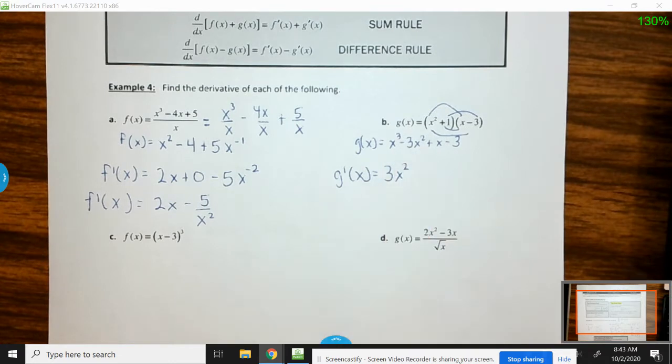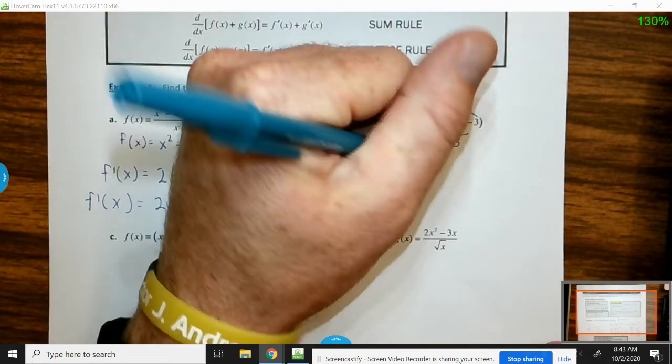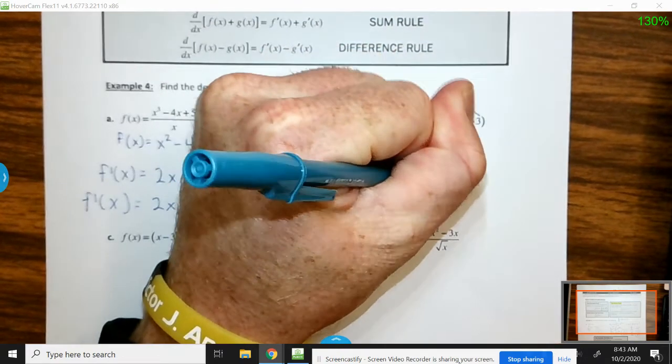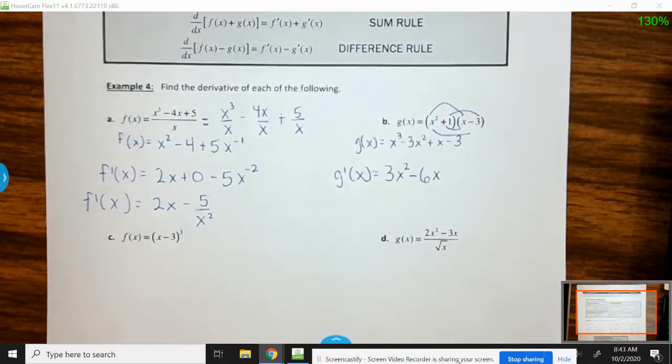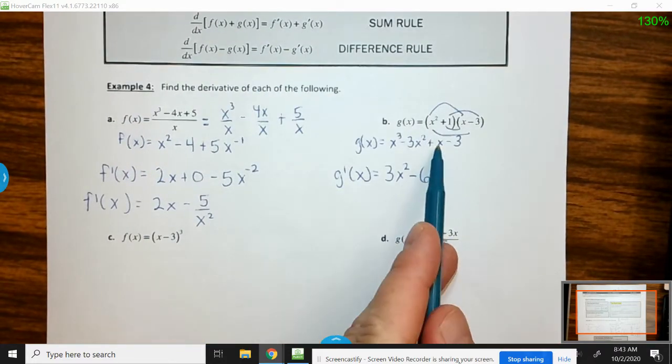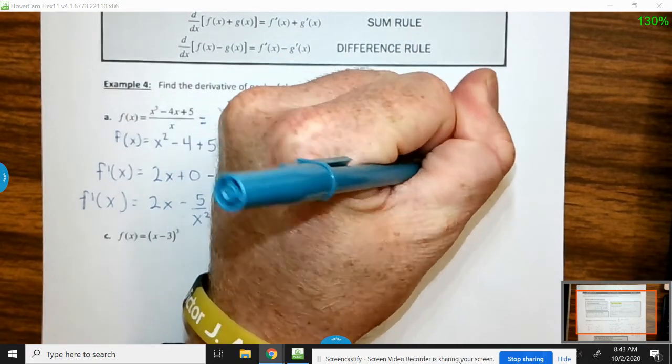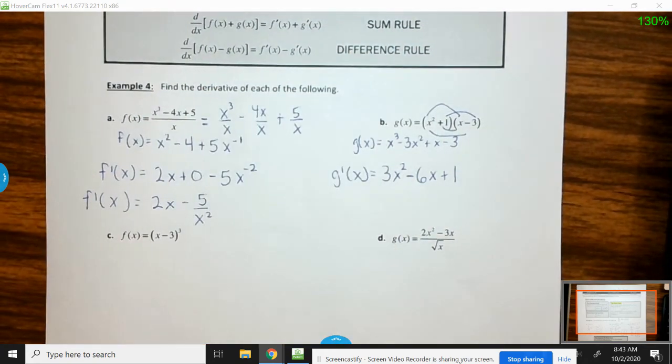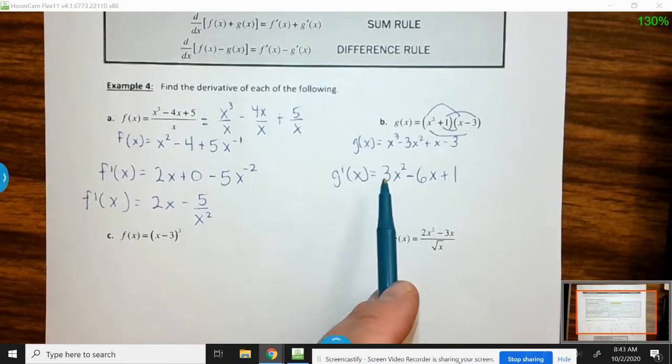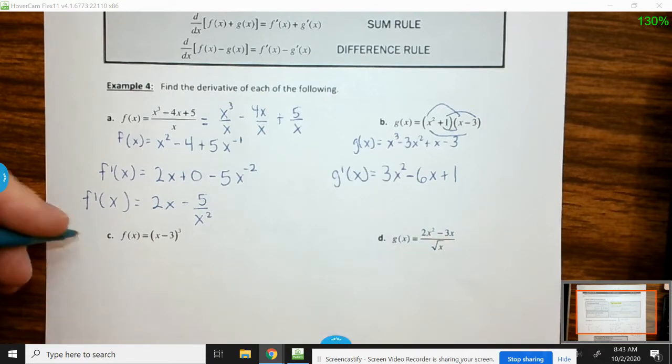The derivative of negative 3x to the second. Remember, the derivative of a quadratic is always 1 degree lower. And that would be 2 times negative 3, which is negative 6, x to the first, right? The derivative of x, or the slope of x, is 1, right? And then the derivative of negative 3 is simply 0, so I'm not even going to write it. So g prime of x is 3x squared minus 6x plus 1.